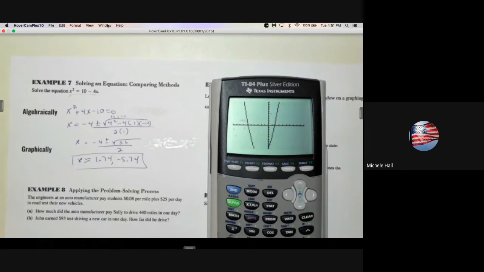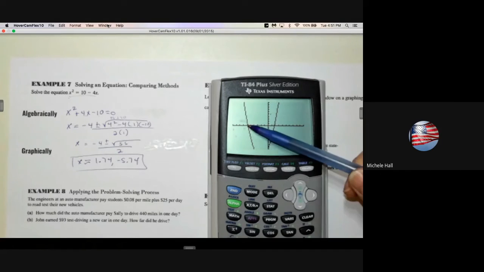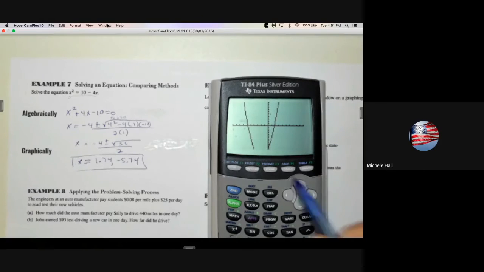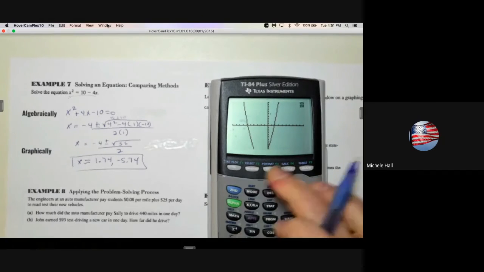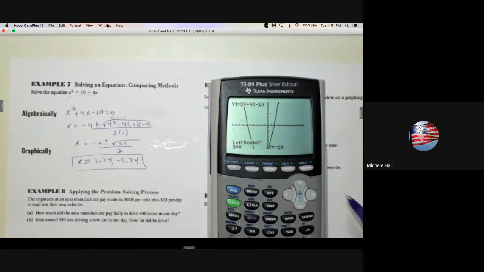I need to know where it's crossing the x-axis. I can see them fine, so I'm not going to worry about my window. I'm going to calculate those zeros twice. I have a 0 here and a 0 there. Calculate in blue. I want to calculate a zero, number 2. It's asking for a left bound. Where am I on the left-hand side of this intercept? I'm on top.